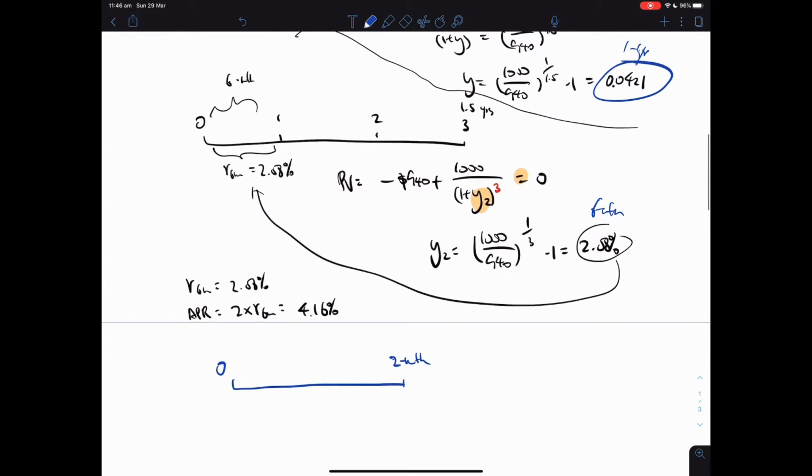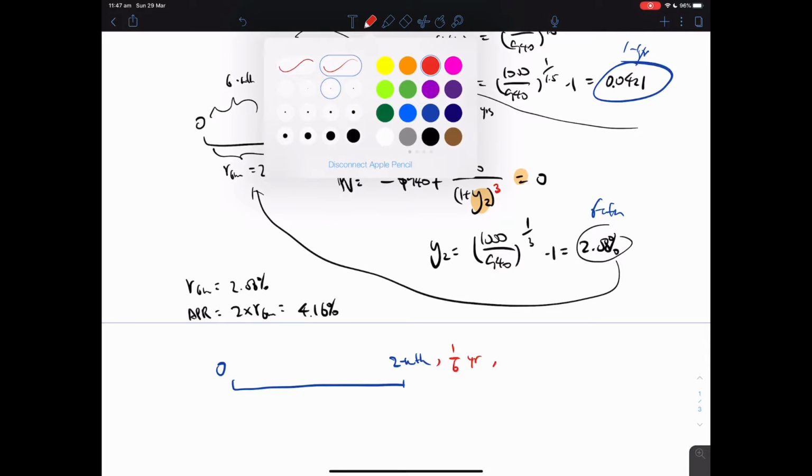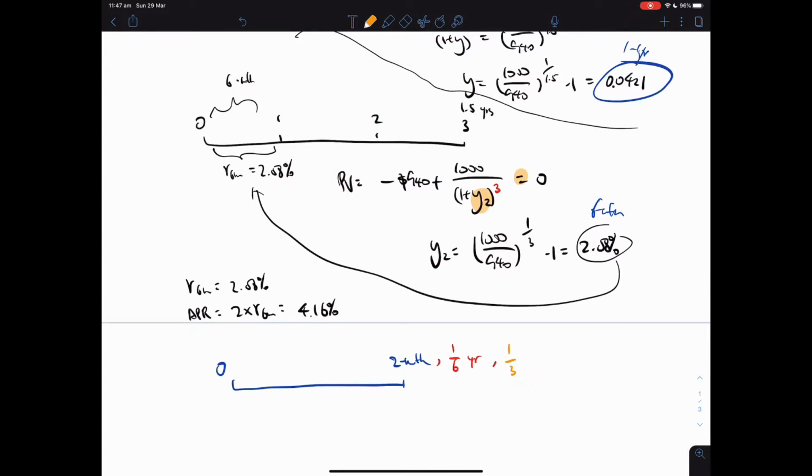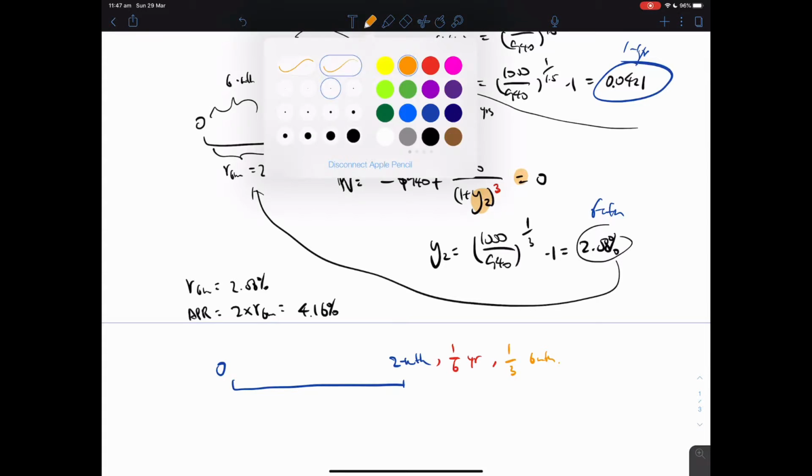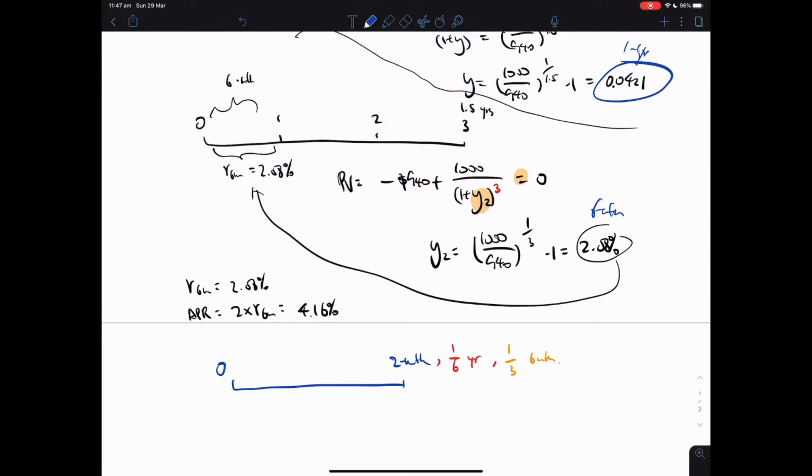So let's just say over here, we have 2 months. There's 2 months left for this bond. We can either express it as 1/6 of 1 year, or we can express it as 1/3 of 6 months, right? Why is that important? Well, it's because we have already found 2 interest rates. One expressed in a year term, one expressed in a 6 month term, right? So given that here we have 2 months, how do we convert that 2 months into a unit that we can recognize using our existing interest rate?